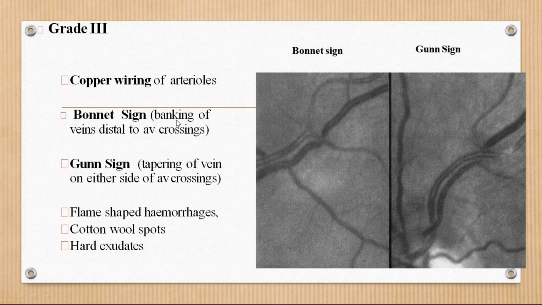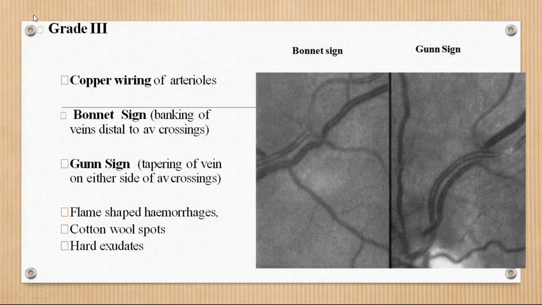Okay. So Bonnet sign, banking of distal veins at AV crossings. You can see this is the AV crossing. There will be banking of the veins. Gunn sign, tapering of the veins. Here you can see this part got tapered, and here also this one got tapered. See, this is vein and this is artery. There is AV crossing. Here you can see tapering of the veins. So tapering of the veins is Gunn sign. Bonnet sign, banking. You can remember as BB. Bonnet sign, banking. Gunn sign, tapering. Salus sign, deflection of the vein.